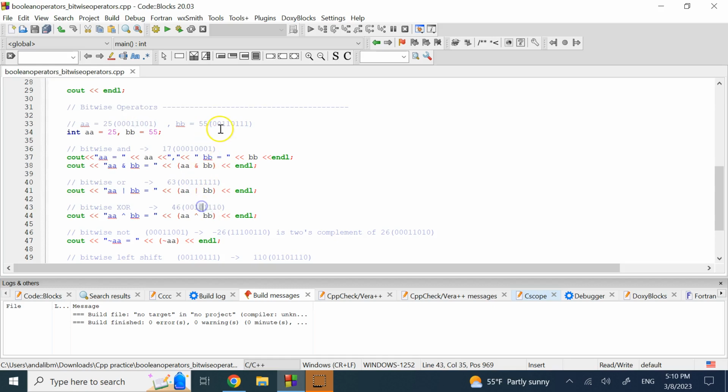For the fourth one, again, one is 0, one is 1, so you get another 1. For the fifth one, they are both 1, therefore you get a 0. For the sixth one, one is 0, one is 1, so you get another 1. And for the seventh and eighth, they are both 0, so you get 0. And so you get what?